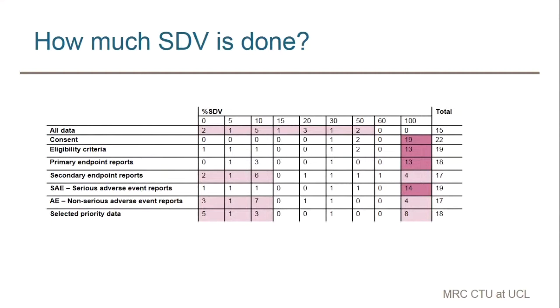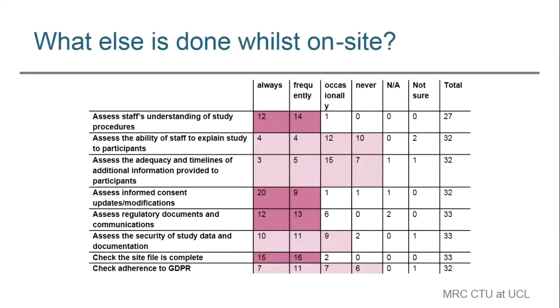Lots of them did 100% eligibility SDV, check primary endpoint reports, consent, and SAE. So we've got some consensus there, albeit from a smaller sample. We also asked what else they did when they were on site, and here we got all 34 CTUs answering. So I've done in dark purple the ones where there is some consensus. So most units, most of the time that they're on site, assess our understanding of study procedures. They assess informed consent, updates and modifications, the regulatory documents and communications, and they check that the site file is complete.